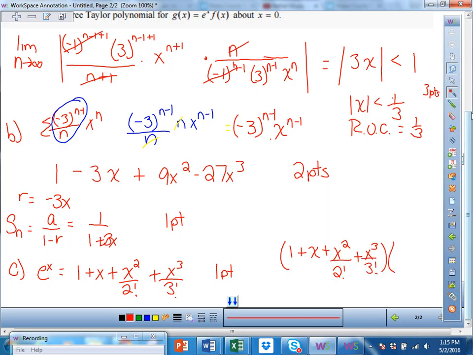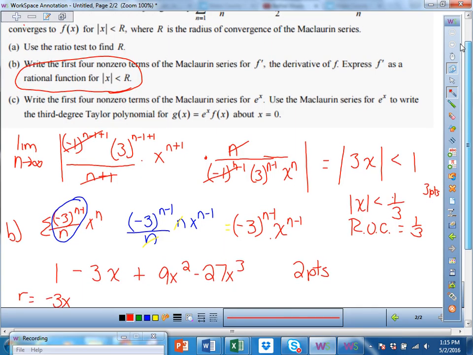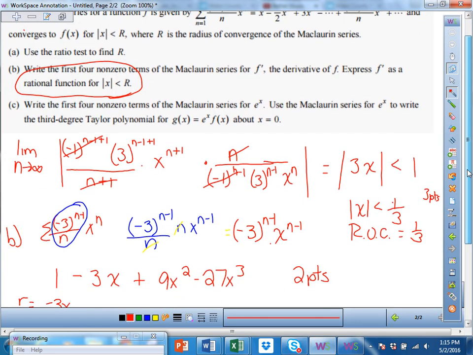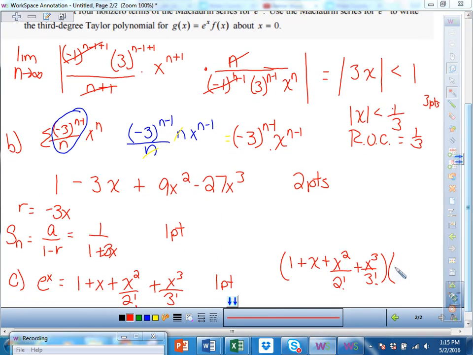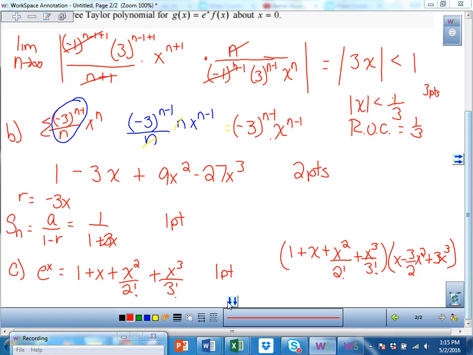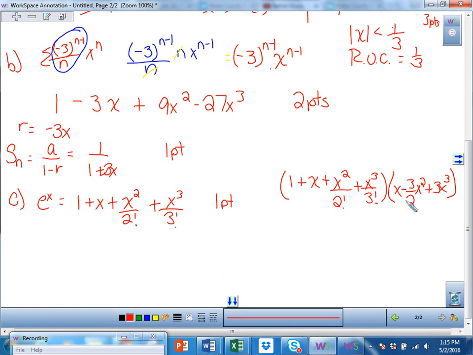Yep. Okay, so what we need to multiply by is f of x. So what was f of x? Can somebody help me remember that? X minus 3/2 x squared plus 3x cubed. But you know how to do this from Algebra 1. All you have to do is just spell it out. That's all you have to do.